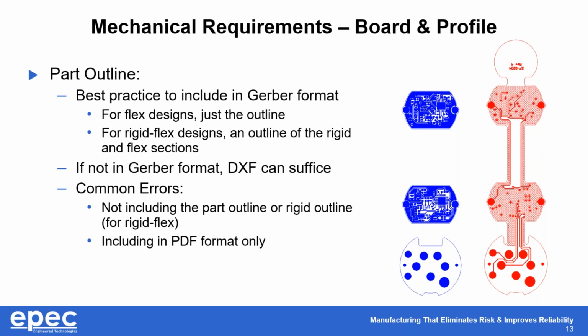Common errors end up being that either a part outline is not included or it's missing the rigid outline, so we don't know where the flex and rigid portions are supposed to begin and end. Another common error is where we receive the part outline in only PDF format, which is either near impossible or impossible to convert to Gerbers. And off to the side, you can see an example of a part that has both the flex and rigid outlines. They've got the copper portions, but they've got the outline surrounding the copper, with the rigid on the left side and the flex portion on the right.